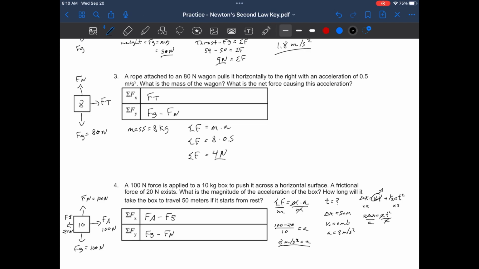Let's go ahead and do the math. 2 times delta x would be 2 times 50 over a, which is 8, is equal to t squared. So 2 times 50 is 100. Divide that by 8, I think is 12 and a half, something like that, like 12 and a half. And the square root of 12 and a half is really what we're looking for. So let's grab a calculator and figure out what that's going to be. So square root of 12 is going to be more than 3 but less than 4, right? 3.54 seconds is the time.